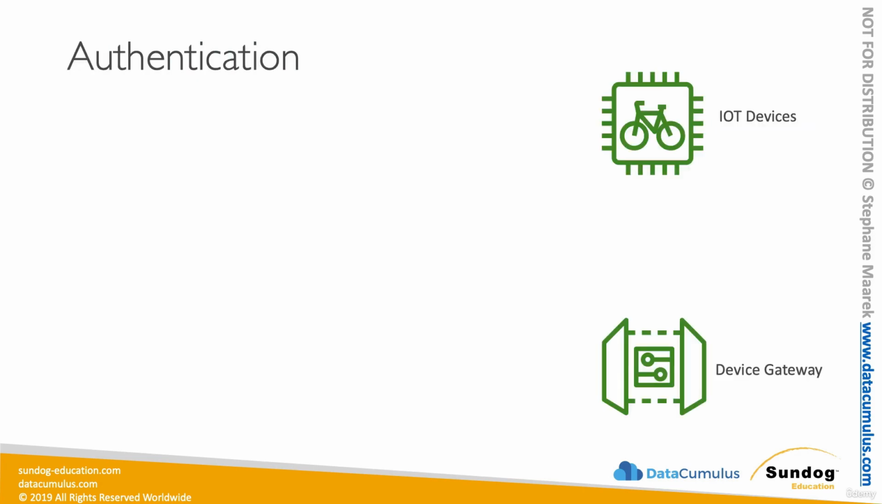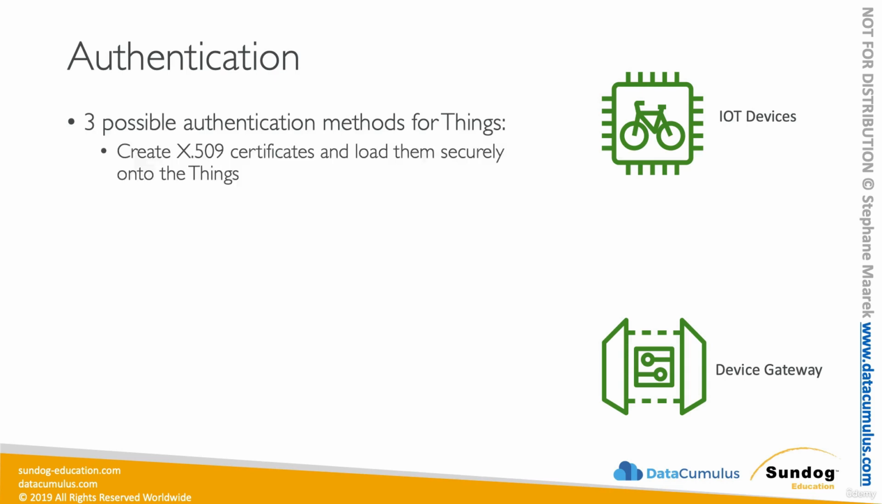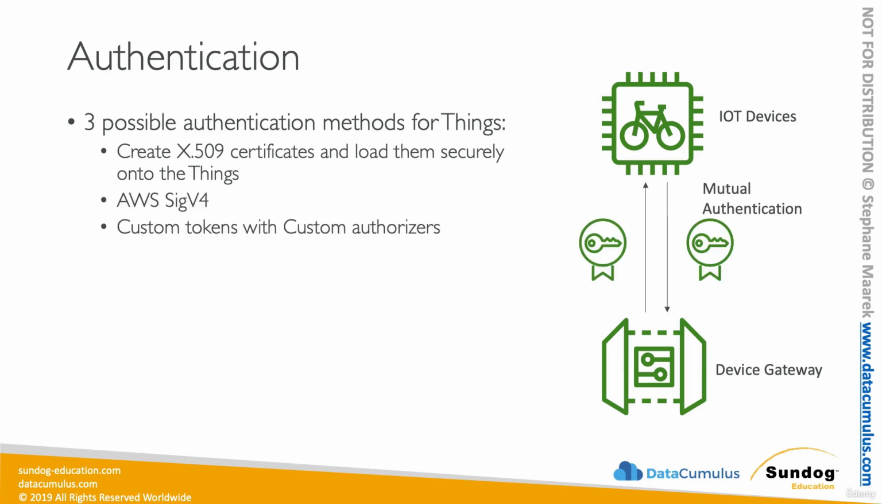Now, how does authentication work? Well, once our device is registered with the thing registry, you have 3 possible methods for things. The first one is that you get these X509 certificates and you load them securely onto the thing. And then using mutual authentication, it will authenticate to the device gateway. That uses AWS SigV4, or you can use a custom token with custom authorizers. So you have very different ways of authenticating your thing with a device gateway.